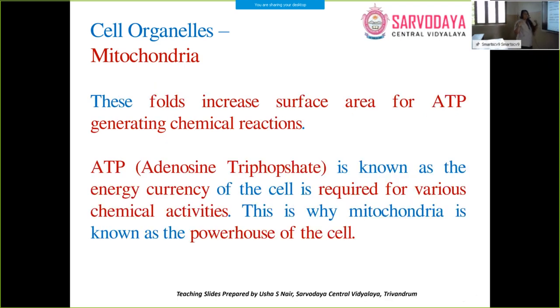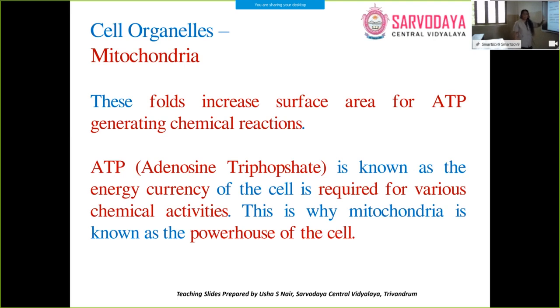Now, what are these folds? The cristae increase the surface area for ATP-generating chemical reactions. Now, ATP, adenosine triphosphate, molecules play a great role in chemical activities. They give energy for all the activities happening in the cell, the biochemical activities or chemical reactions in the cell. They are known as the energy currency of the cell. The folds increase the surface area for ATP-generating chemical reactions, which means they have a great role in providing energy for all the activities in the cell. So they are known as the energy currency of the cell, and it is used for various chemical activities.